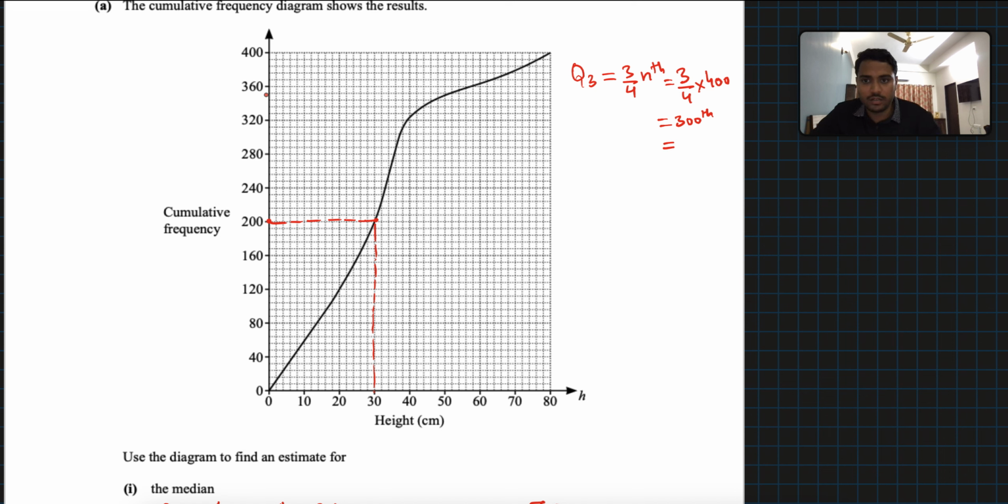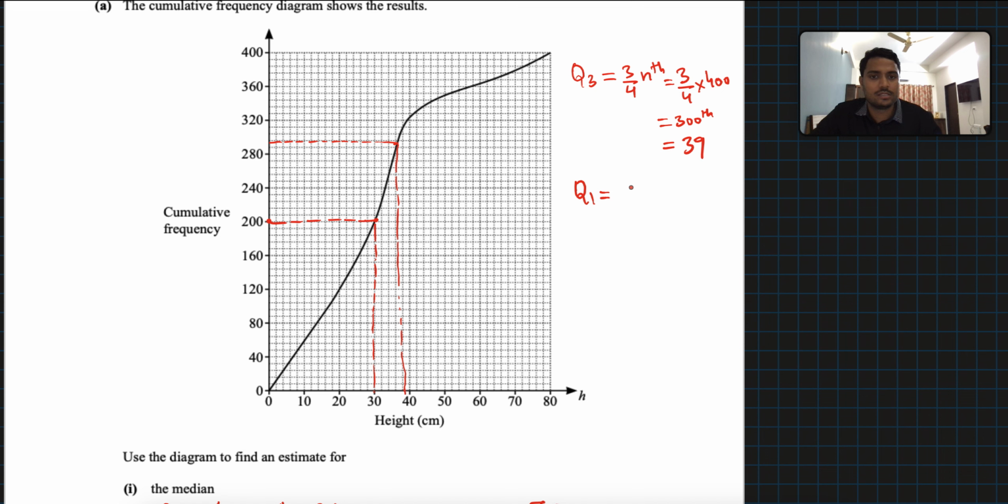So 300, this is 280. This is 280. Let's say this is 290, 300, 310, 320. So 290, 300. So this is going to be less than this. So somewhere here. So from here, if you go like this, it will fall here, and then you will get your value over here. That is 39.